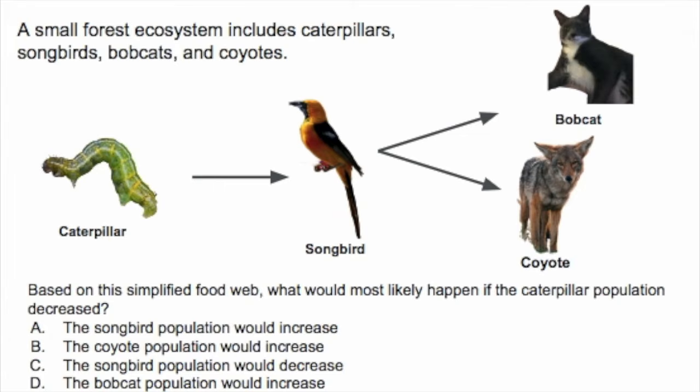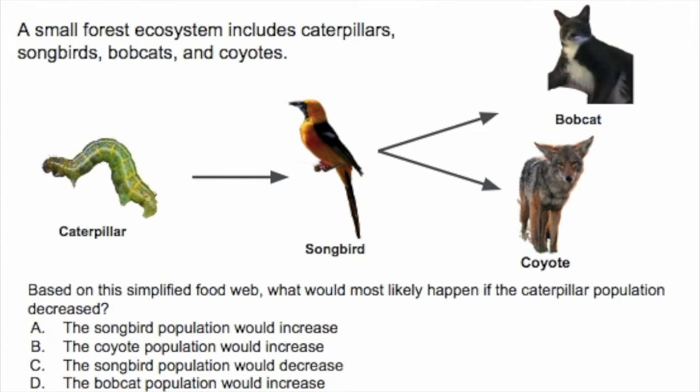So here's another variation of the question. This time it says, based on the simplified food web, what would most likely happen if the caterpillar population decreased? A, the songbird population would increase. B, the coyote population would increase. C, the songbird population would decrease. Or D, the bobcat population would increase. So now would be a good time to pause the video, try to figure this out, and then when you're ready, as always, we'll go over the question.